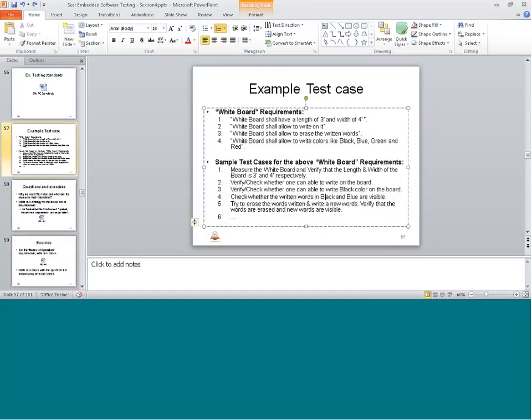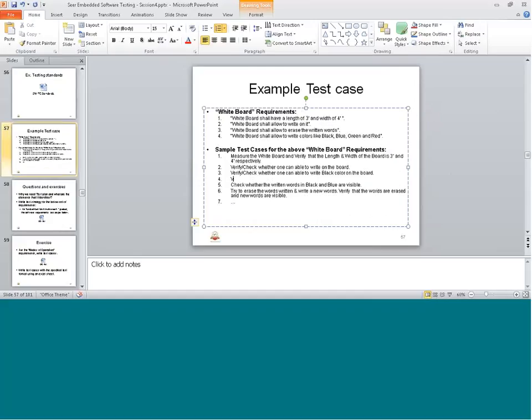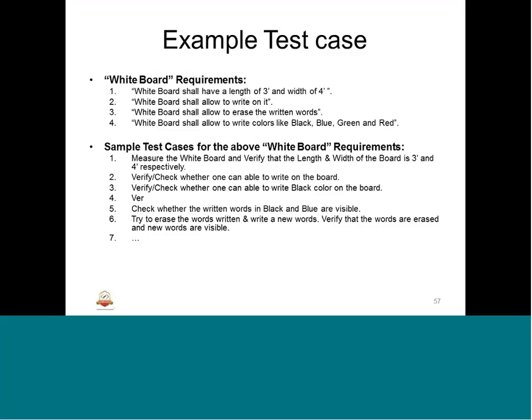Check whether we write words in black and blue. It means there is a difference. You should be able to write, that is the first thing. Next, the writing should be visible. So both are very important. Also, I think you can add to it. Something like that.